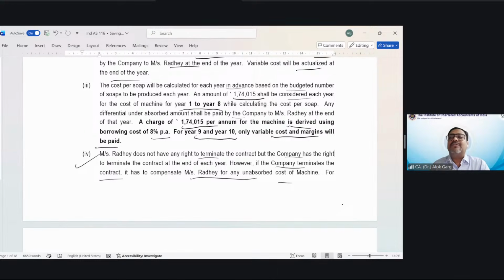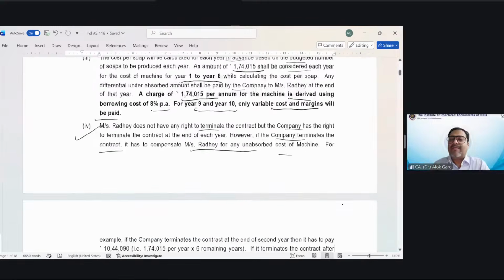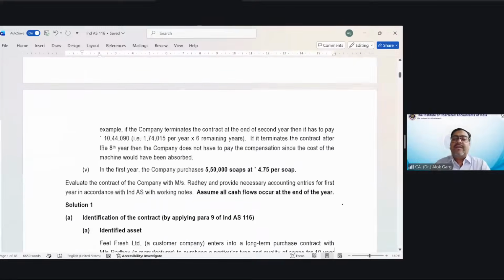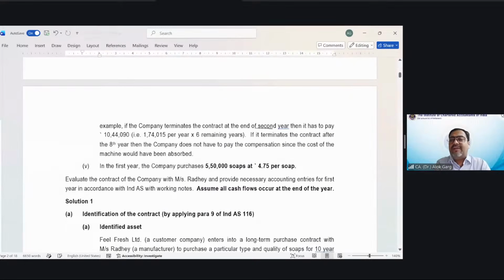8 साल का तो देना ही है ना, बिकॉज लीज पेमेंट का पीरियड ही वही है, ओके. For example, if the company terminates the contract at the end of the second year, then it has to pay this much amount, which is 1,74,015 multiplied by the remaining period of 6 years, not 8 years, 6 years, right? Because the total payment period is 8 years only, okay.